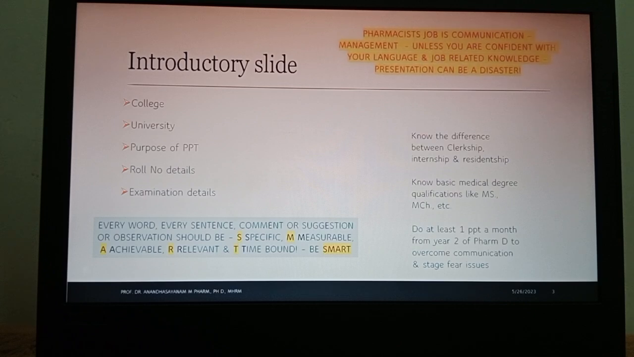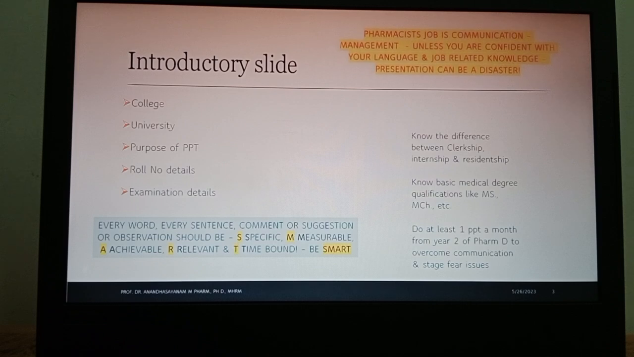So please be confident about what you are talking, the knowledge part and the skill part of it as a pharmacist, and in terms of communication, be confident of your language. Language is a very important tool. The man who knows more than one language is equal to more than one person, right? The more languages you know, the more people you are. As an individual, you become a group. That's the strength of knowing languages.